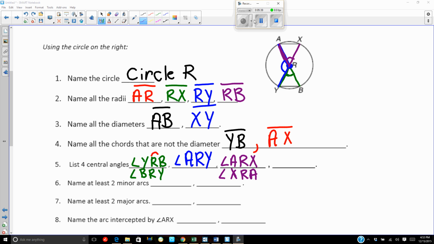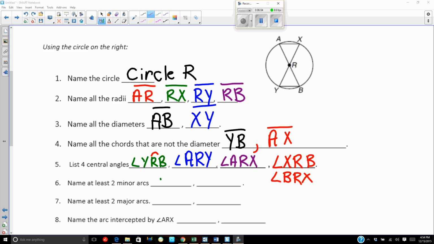So there's the third angle I found. I found angle ARX, or you could call it angle XRA. And then there's the final angle, the red angle. That's a central angle as well because the vertex is at the center. You only need one of these. Angle XRB and angle BRX are the same angle, so you only need to list one or the other.